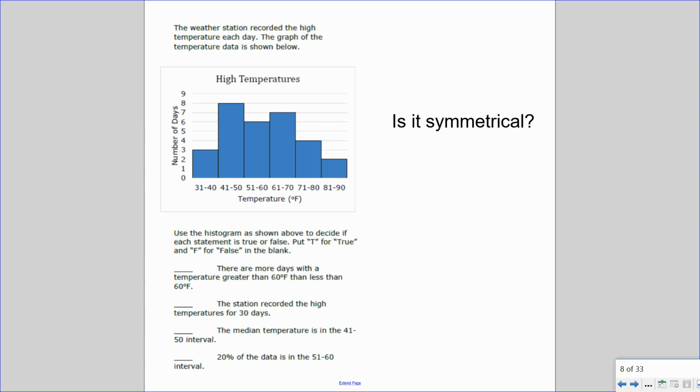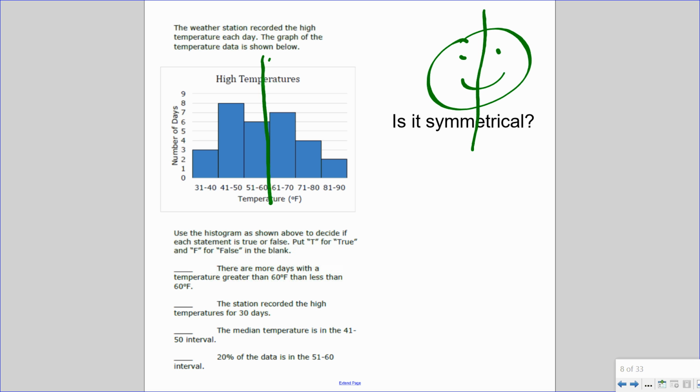All right. The weather station recorded the high temperature each day. The graph of the temperature data is shown below. Is this histogram symmetrical? Symmetrical means, think of your face. The left side is, I mean, not exactly, because you may have a freckle on one side and you don't have it on the other side. Is it about symmetrical? Let's see. Is this about symmetrical? Not really.